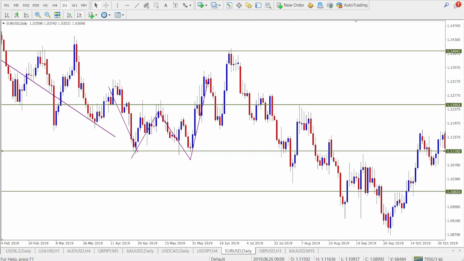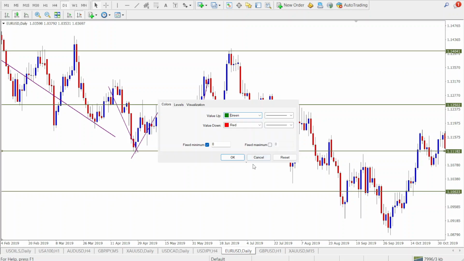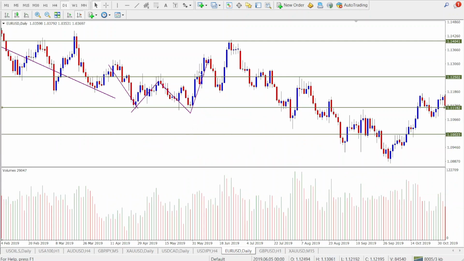Okay, now how do you avoid false breakouts? Because not every double bottom or double top will lead to a reversal. Now, here's how to avoid false breakouts. First of all, wait for confirmation. Do not enter until price clearly breaks the neckline with strong volume. So you might want to add the volumes indicator so that you can use volumes to confirm breakouts.